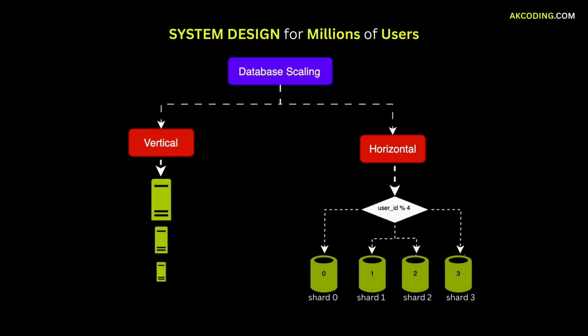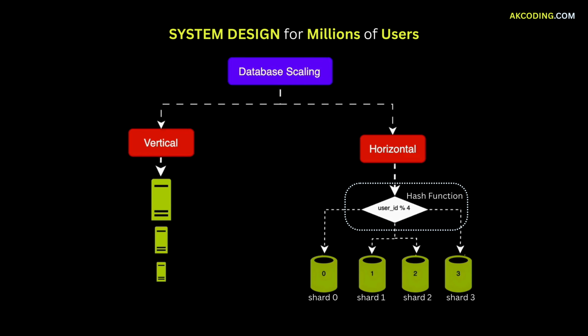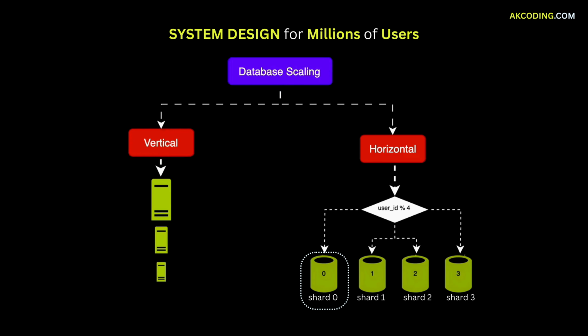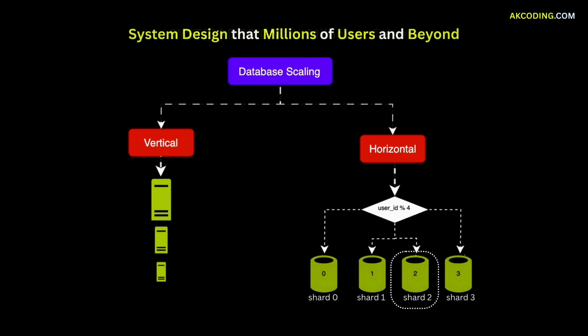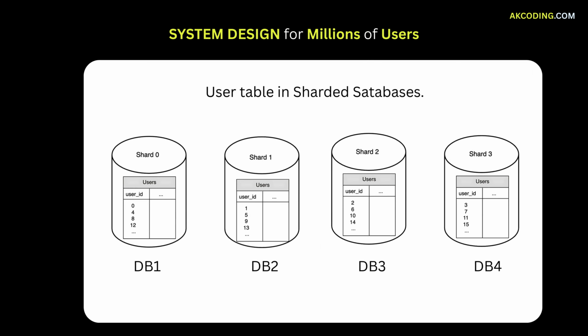User data is allocated to the database server based on user IDs. Anytime you access data, a hash function is used to find the corresponding shard. In our example, user ID mod 4 is the hash function. If the result is 0, shard 0 is used to store and fetch data. If the result equals 1, shard 1 is used. The same logic applies to the other shards. This picture shows the user table in sharded databases.